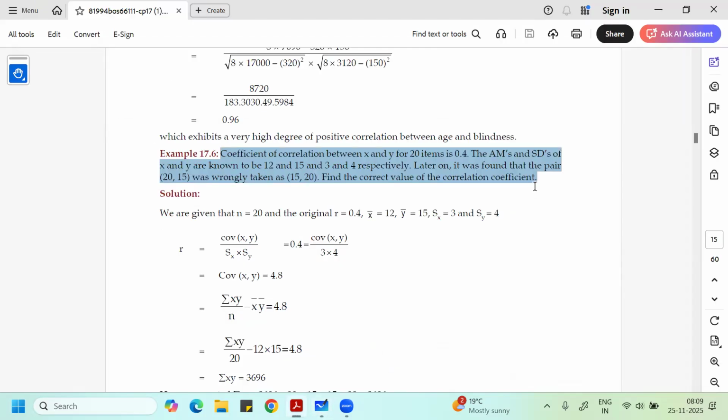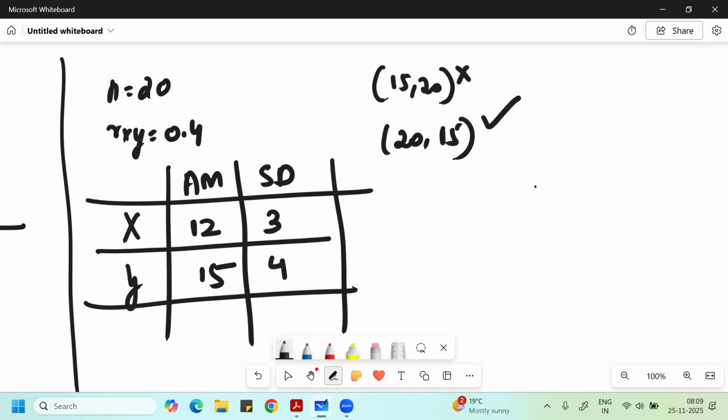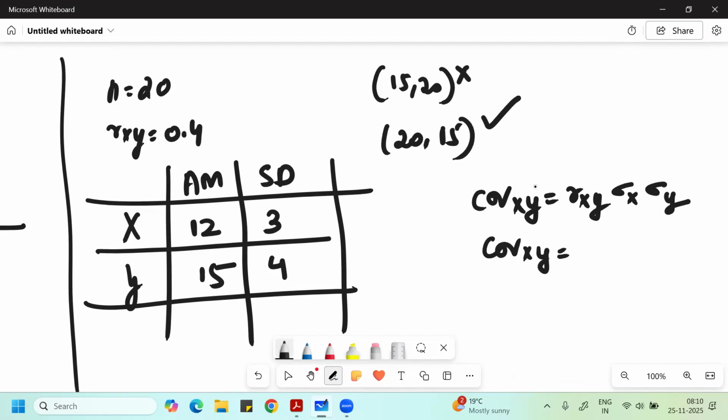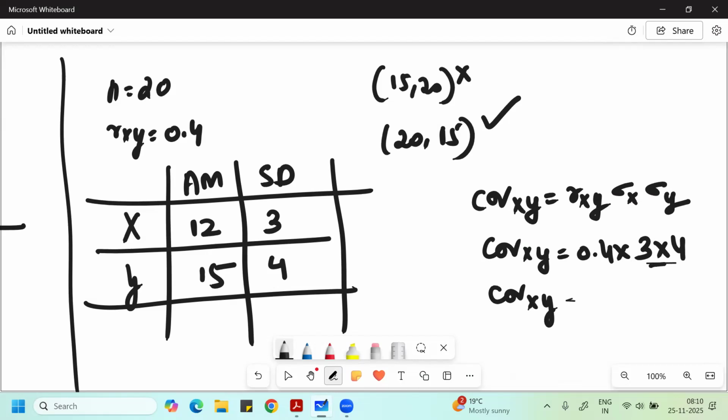Here, you know the formula: covariance of xy is r of xy into standard deviation of x into standard deviation of y. So you can find the covariance of xy. Covariance of xy would be 0.4 into 3 into 4. That is 12 into 0.4, which is 4.8. You got the covariance between x and y as 4.8. This is the incorrect covariance.